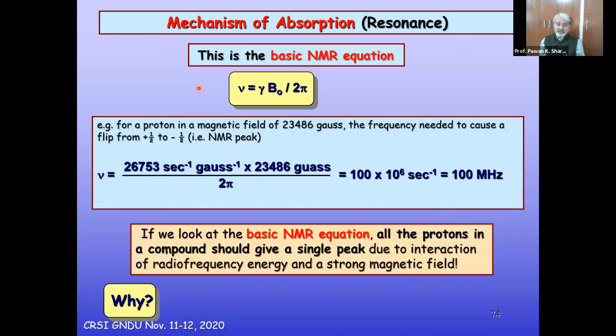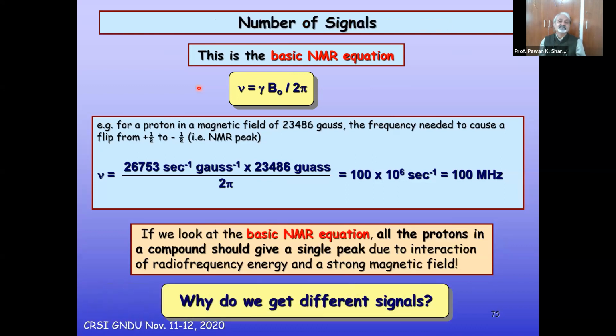But we know that we do not get a single peak. If we would have got the single peak, then NMR would have been of no use to us. We know that we get different signals. So then the next question comes in the story. Why are we getting different signals if this is my basic NMR equation?